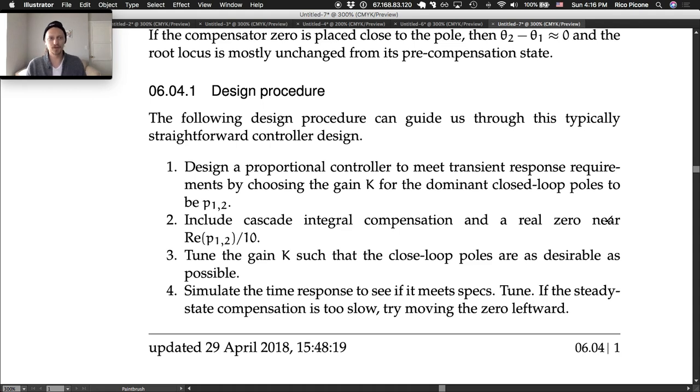You always put the pole at the origin, so you don't really have any choices there. Put the pole at the origin. The zero, though, you can put kind of arbitrarily depending on how your performance comes out. So step 3 then is to tune the gain again such that the closed loop poles are as desirable as possible. So like you messed up the transient response a little bit when you added in the integrator. So we go back and retune a little bit, which is usually not too bad. Usually you don't have to change too much. And then simulate the time responses and see if it meets specs. Tune, if the steady state compensation is too slow, which is often the case.